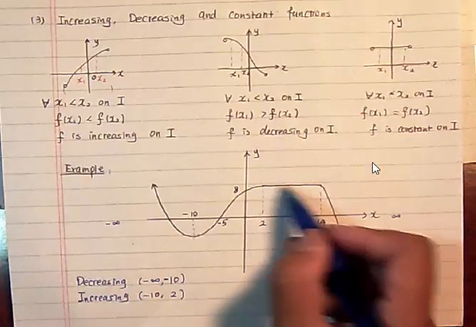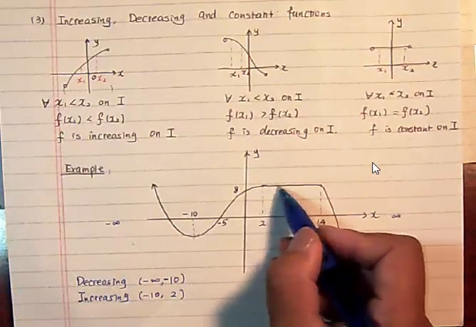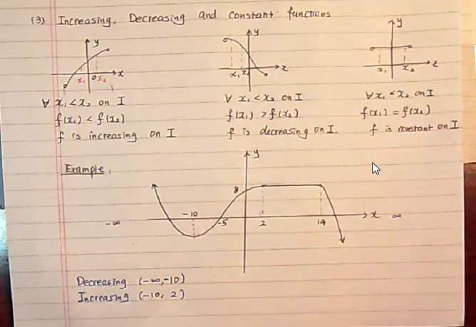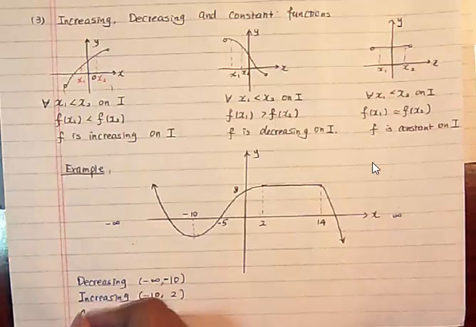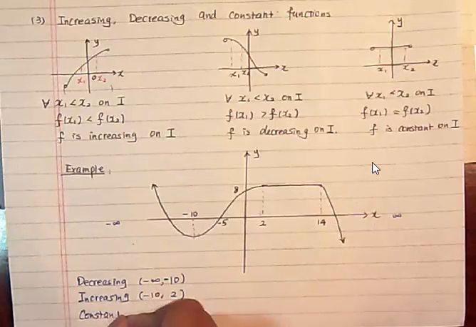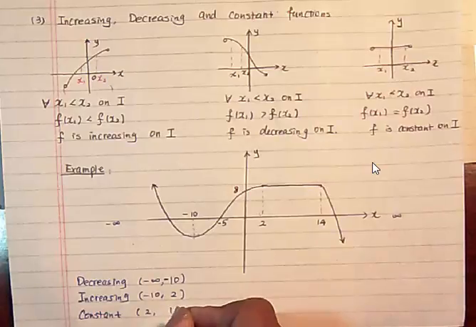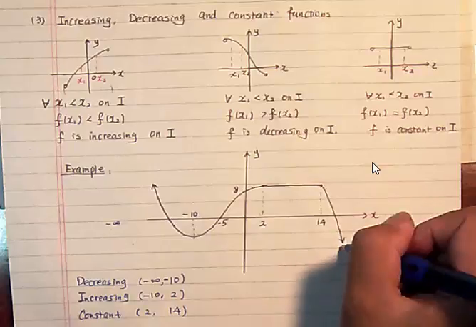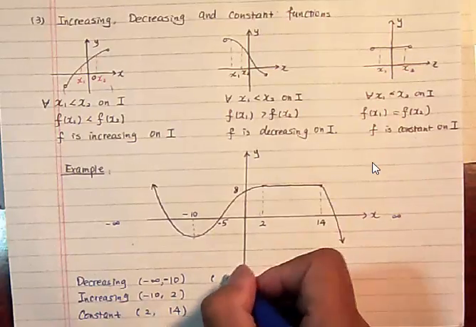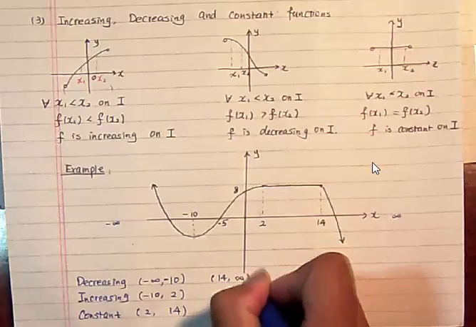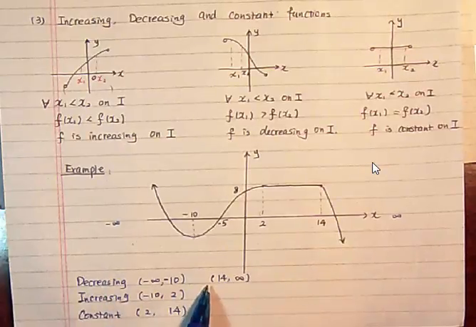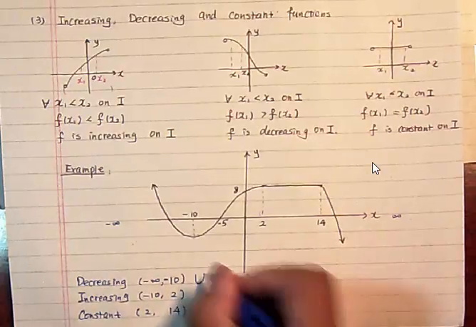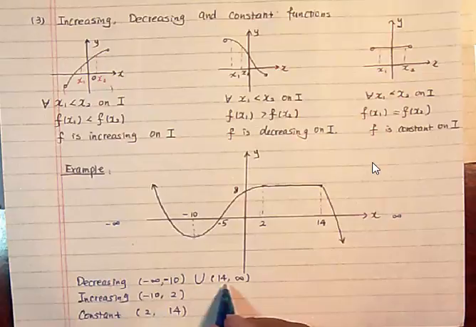From 2, the function does not go up or down, it keeps constant. So in this interval we call that a constant function. It's between 2 and 14. After x equals 14, the graph is going to drop down, which is a decreasing interval, from 14 to infinity. Now for the decreasing, I have two intervals, can be here or there. In set notation, we will use the union: in this interval or in that interval.